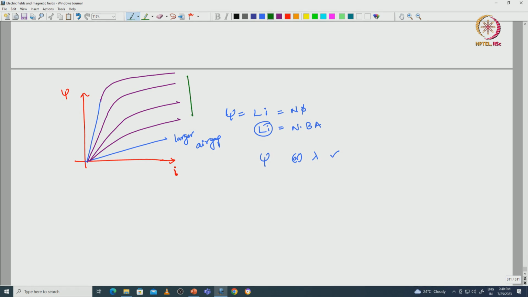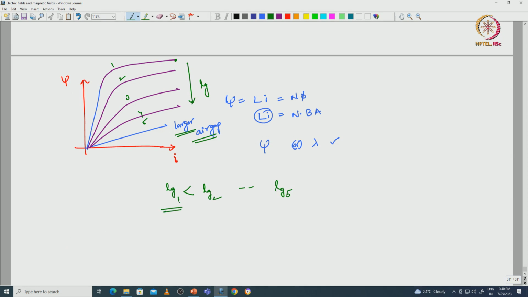So here the air gap is increased in this manner: the top one has the smaller air gap and the bottom one consists of a larger air gap, 1, 2, 3, 4, 5 and so on. Lg with respect to case 1 consists of a small value, and Lg2 and so on up to Lg5. So these curves are applicable for the switched reluctance machine also, where the inductance or flux linkages vary with respect to the rotor position and also with respect to the current.